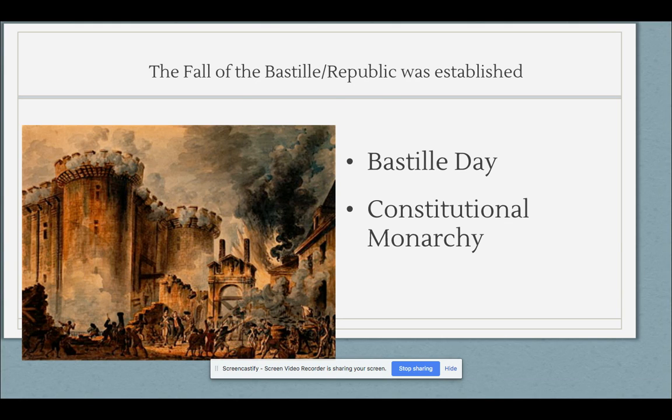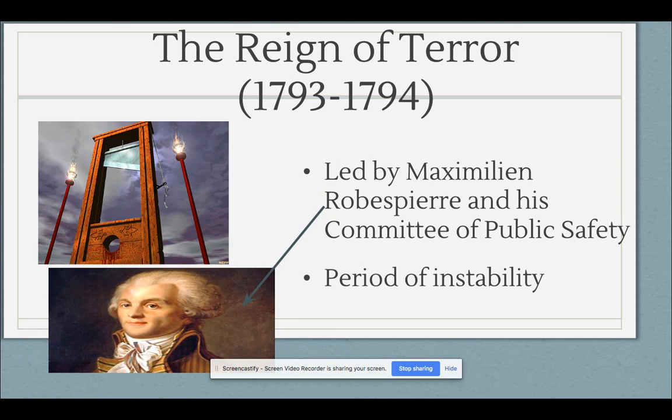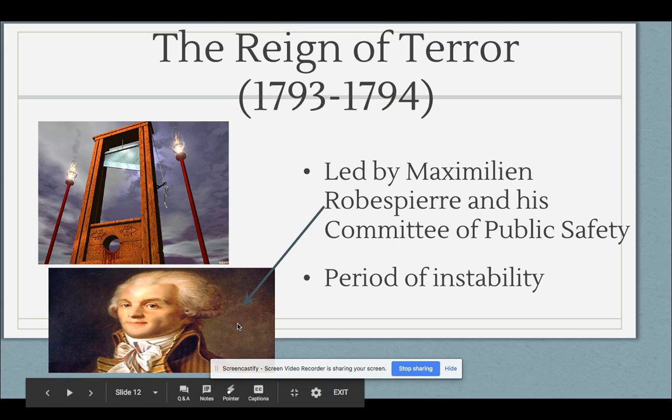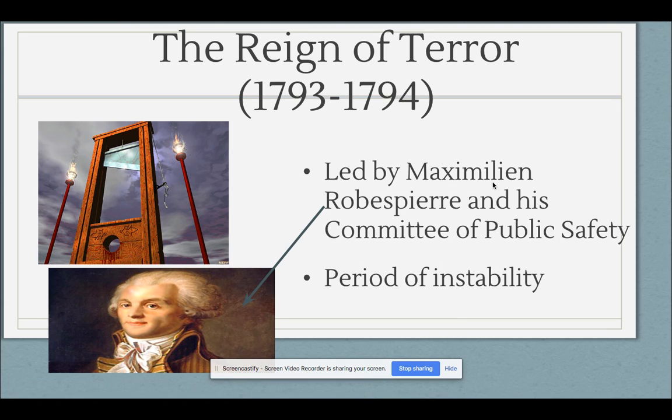However, the revolution does not end here. From 1793 to 1794, we'd get what we call the Reign of Terror. And this is led by Maximilian Robespierre, who was pictured here in his Committee of Public Safety. And the term public safety is a key buzzword that you could use to, in some ways, explain this reign of terror.